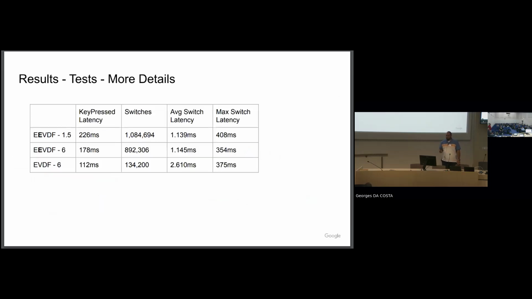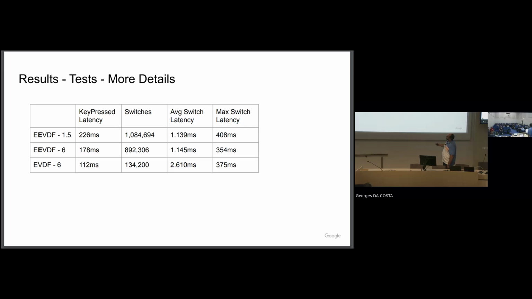Digging in a little bit here. This is the key press latency value, an average of a few runs. With the 1.5 millisecond base slice, which was the default for our hardware, it had almost 1 million switches. Average latency was pretty good at around 1.13 milliseconds. And then max latency was 400 milliseconds.